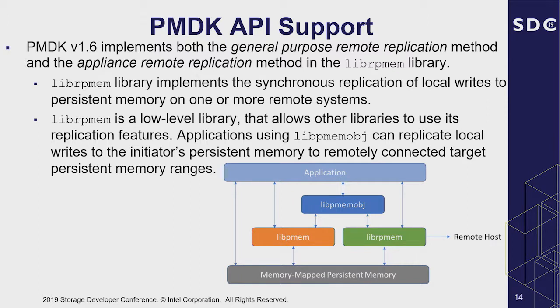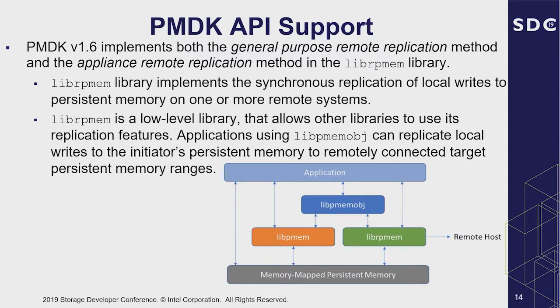So our PMDK version 1.6 implements both what we call a general purpose remote replication and the appliance replication method. The librpmem implements the synchronous replication of local writes to persistent memory on one or more systems. And I have a couple diagrams and flow charts that really walk through what is happening in the background, really what's going on under the hood.